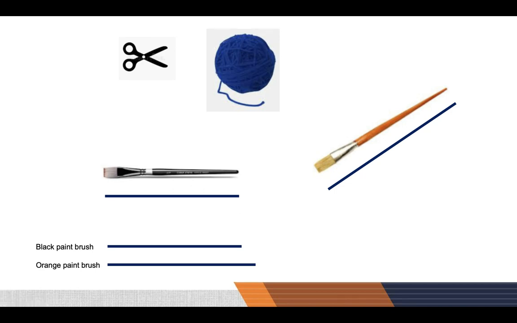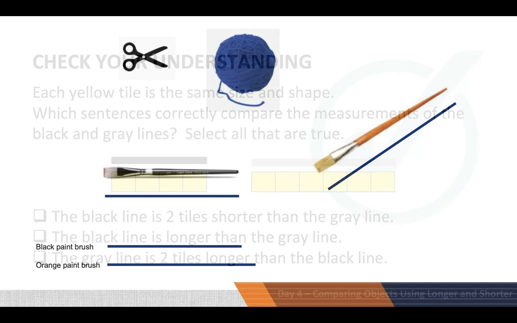So after we trim our string to precisely match our paintbrush length, then we can compare the string. This is the black paintbrush string, and this is the orange paintbrush string. We line them up at the starting point, and then we see that the black paintbrush's string has an ending point before the orange. So the black paintbrush is shorter than the orange.